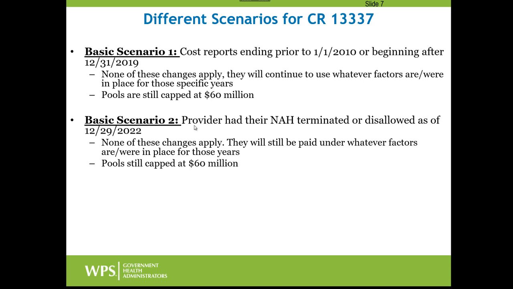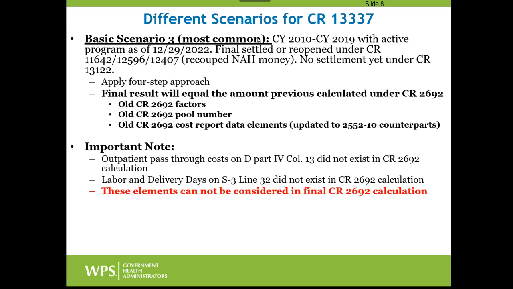And of course, basic scenario 2 is if the provider had their nursing and allied health program terminated or disallowed as of 12/29/22. In that case, none of these changes would apply. The pools would be capped at $60 million, and the same factors would be used. Basic scenario 3 is going to be our most common one. This assumes we're within the 2010 through 2019, and we have an active program as of 12/29/22.